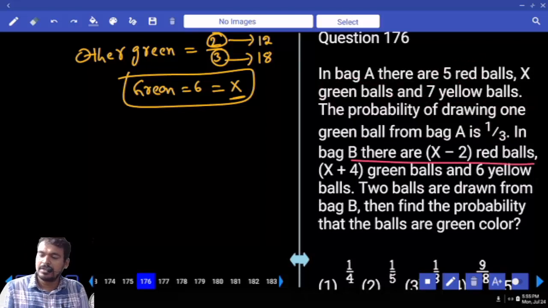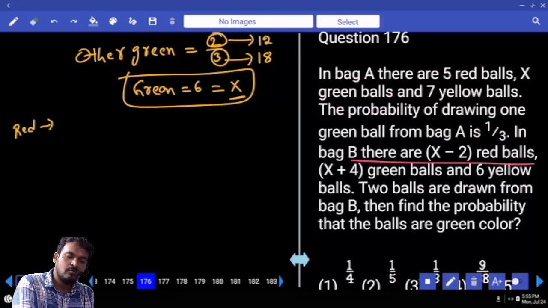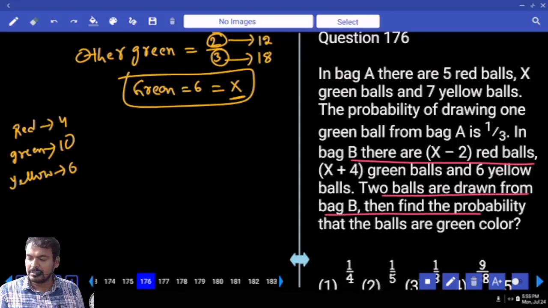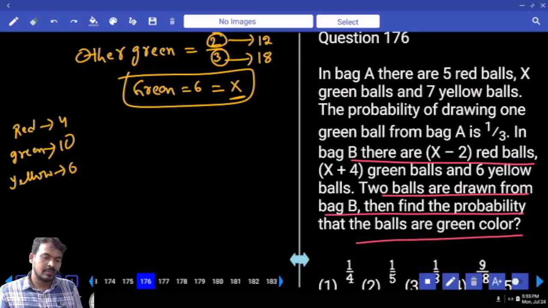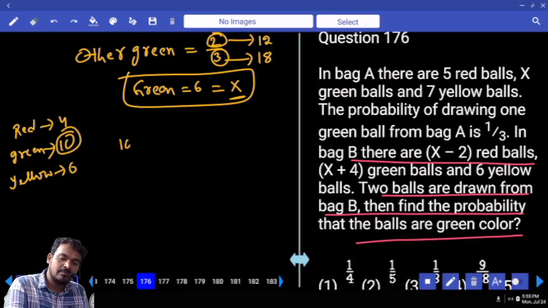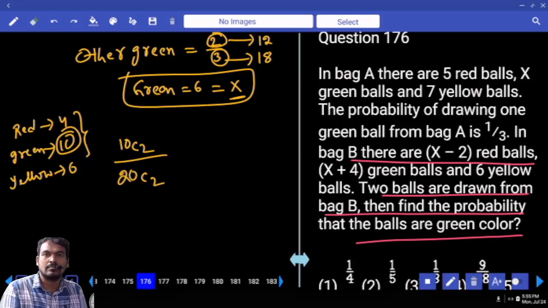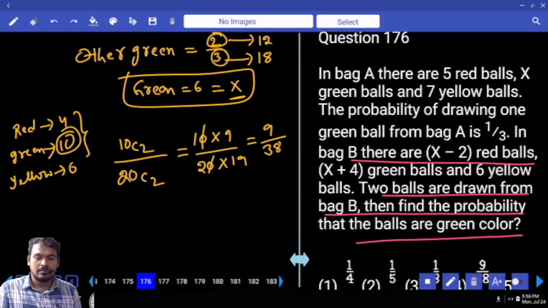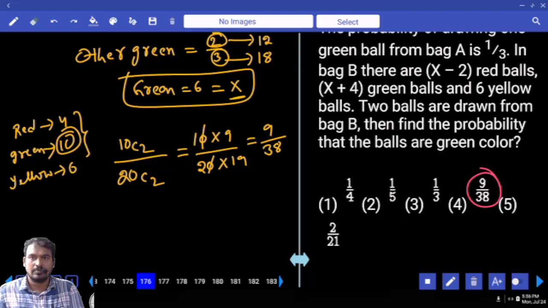And in bag B there are X minus 2 red balls. What are the bag B red balls? 4. Next green balls 10. Next yellow balls 6. What is the question here? 2 balls are drawn from bag B. Then find the probability that the balls are green in color. How many green balls are there? 10. Out of 10 we choose 2 balls. 10C2 by, what are the total balls? 20. Then 20C2. 10C2 by 20C2 is 10 into 9 by 20 into 19. 0 gets cancelled. 9 by 38. Which option? Fourth one.